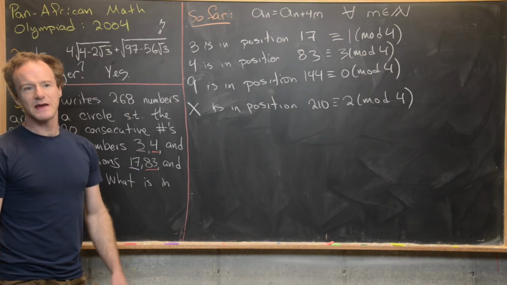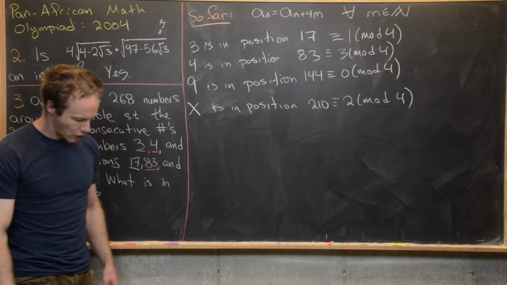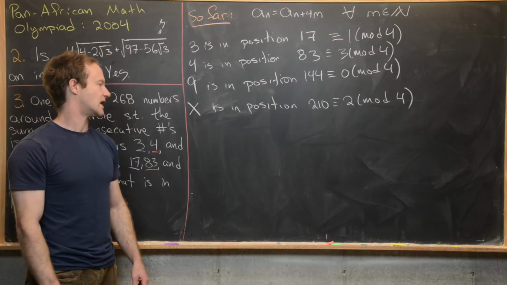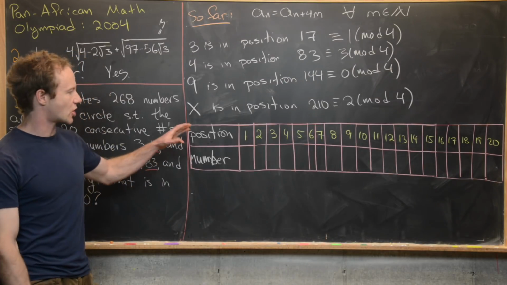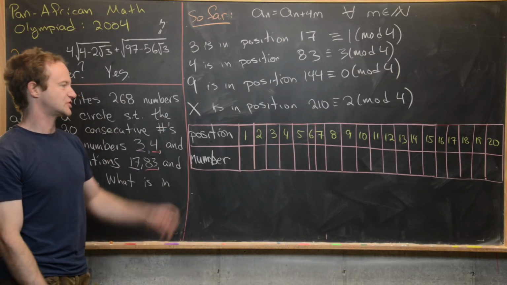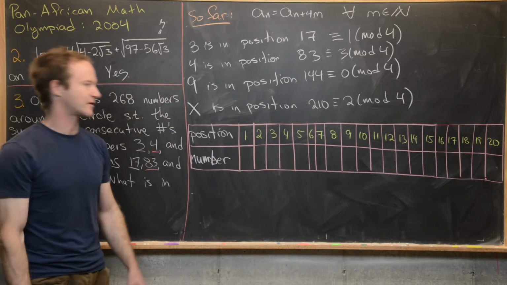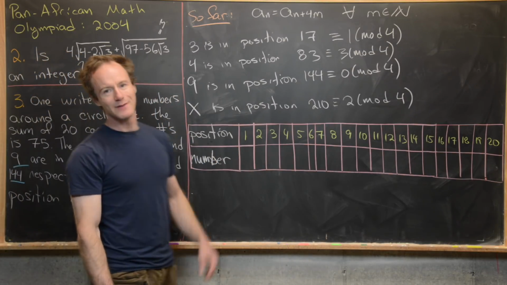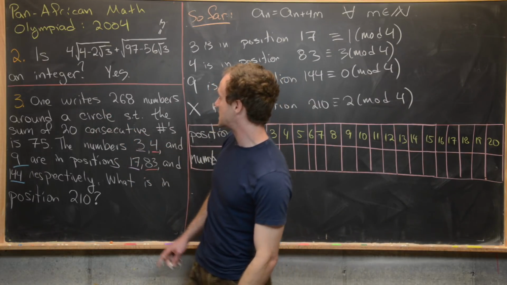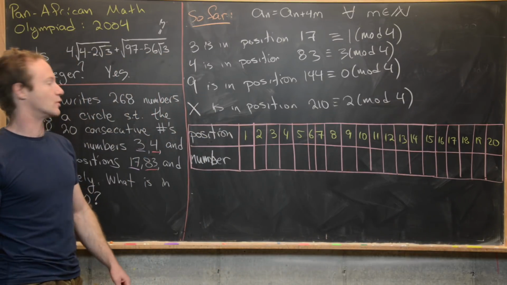Okay, so now let's make a chart of the first 20 numbers, and this is maybe a little bit overkill, but it will help us see exactly how to finish this off. Okay, so we've got our chart of the first 20 positions along this circle and which numbers go here. And I should point out that we only really care about what's happening in the first 4 positions, but I'm going to explicitly use the fact that the sum of any 20 consecutive numbers is 75, just so that everything is a little bit more clear.